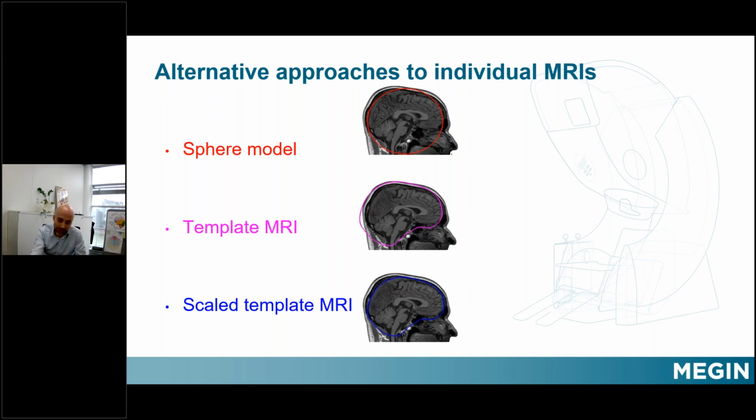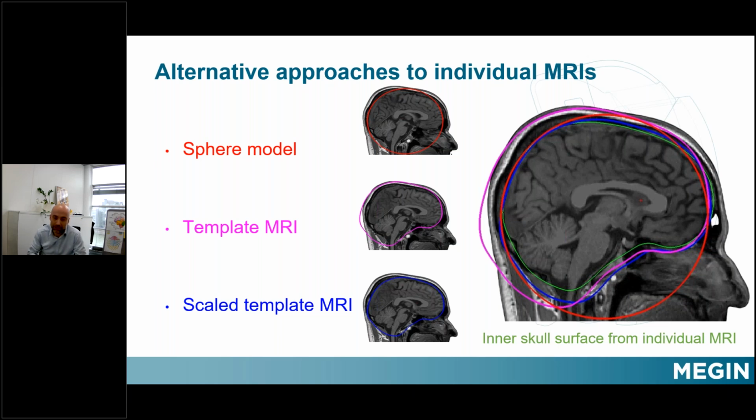One can use a template MRI, but of course that has limited accuracy because it's not tailored to the particular subject you're analyzing. You can do scaling of that template MRI, but still it's not a high fidelity representation of the individual anatomy. This picture shows these three different approaches compared to the inner skull surface determined from an individual MRI. That is shown in green, and the three other colors show these approximations that people have traditionally been using.